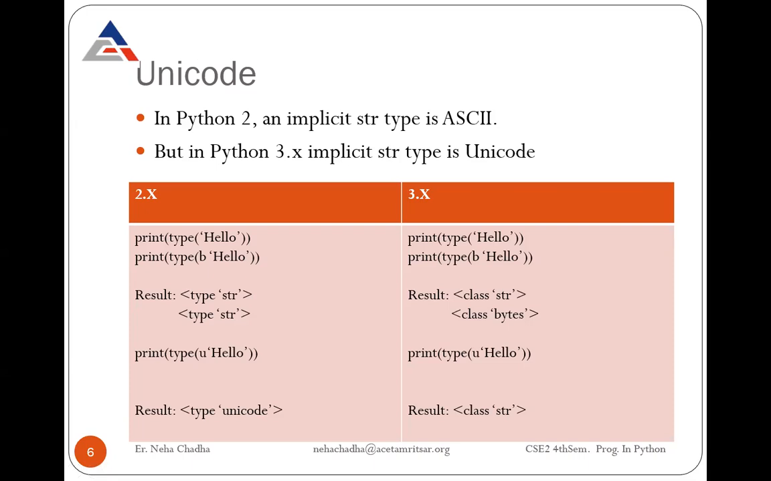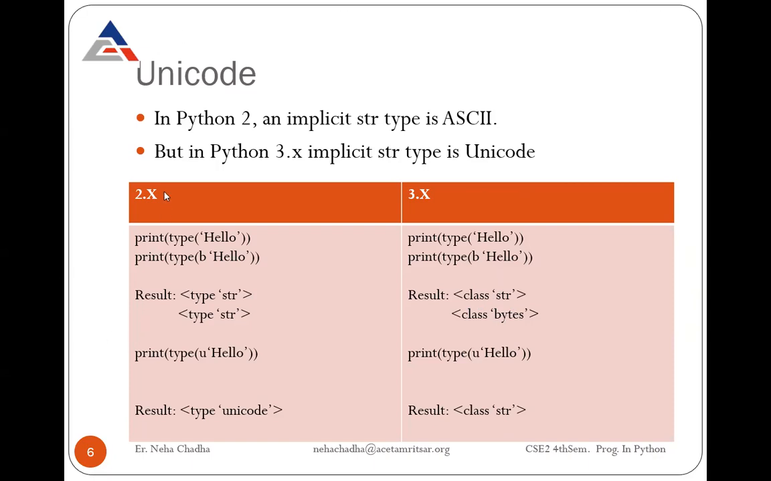Okay, there is no word class in 2.x, but when we check the type, we get the word class. String is under one class, and if we use type of B, then we will get bytes. Bytes is recognized. Bytes is a class that is available in 3.x.